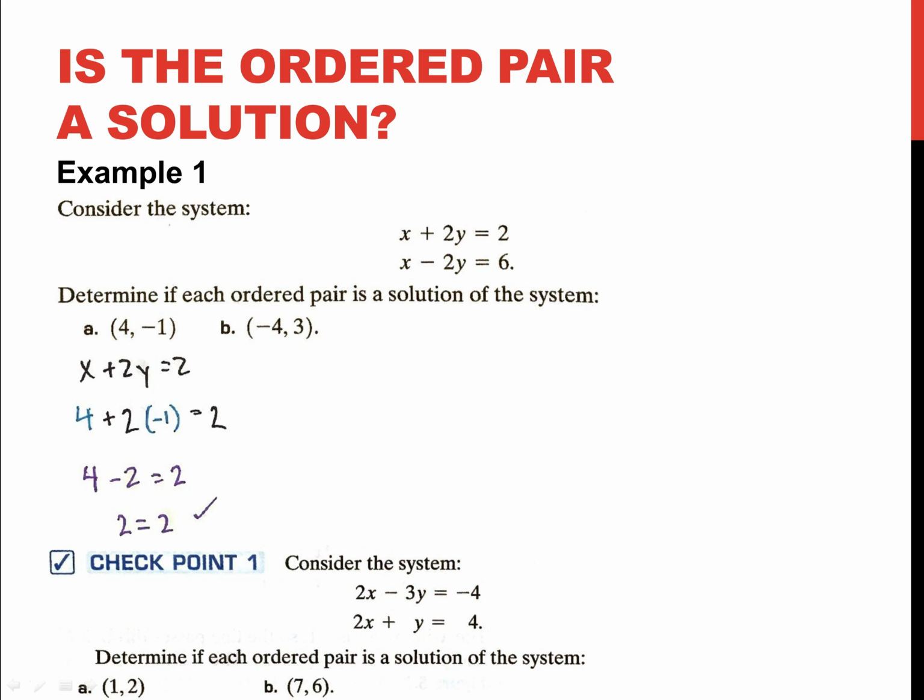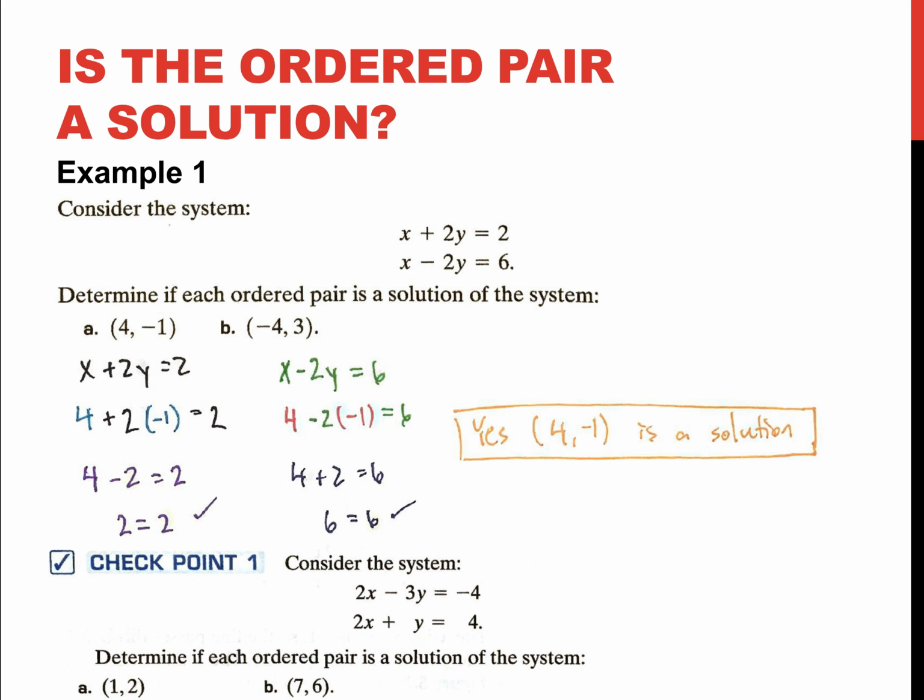So I need to check to see if that same point is on the second equation. So you see me substitute in red 4 minus 2 times negative 1 equals 6 into the second equation, the same point. A little multiplication, a little addition, and I see that 6 does equal 6. What does this mean? This means that the point 4 comma negative 1 satisfies both the first and the second equations. So it is on both lines. That means it is a solution to the system of equations. Yes, 4 comma negative 1 is a solution.